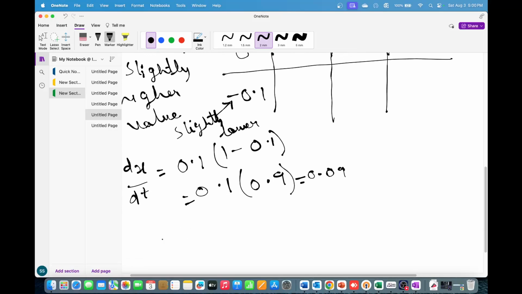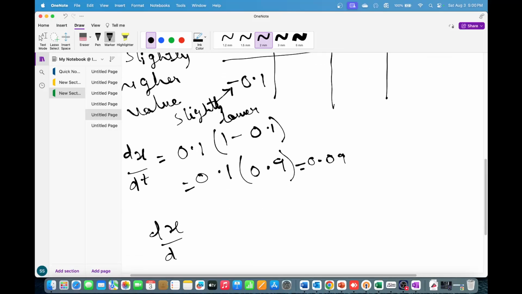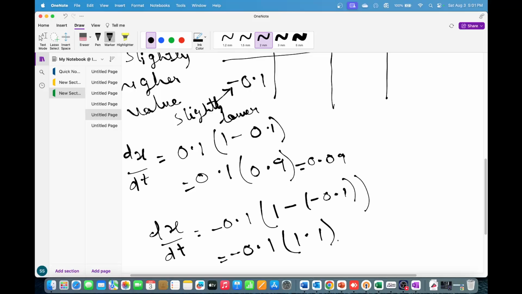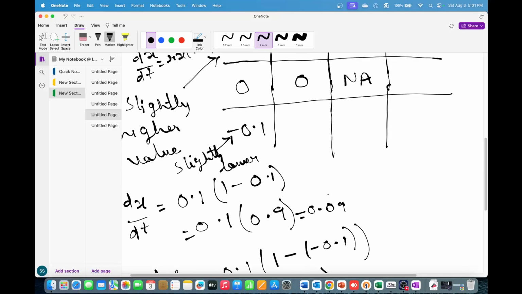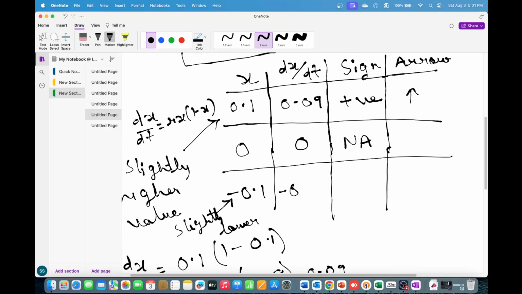Now if you take minus 0.1, you do the same calculation again, dx dt equal to minus 0.1 times 1 minus of minus 0.1. This becomes minus 0.1 times positive 1.1. Now if you multiply that, it's minus 0.11. One decimal place will shift because there's a 0.1 here. So this becomes minus 0.11. The sign is negative and the arrow is moving away.